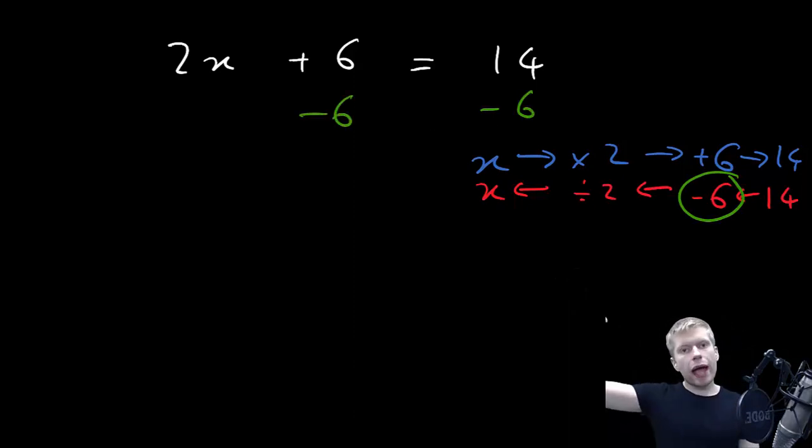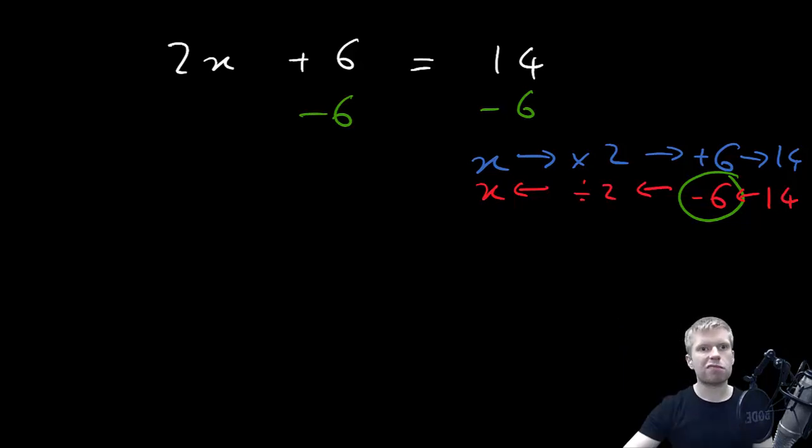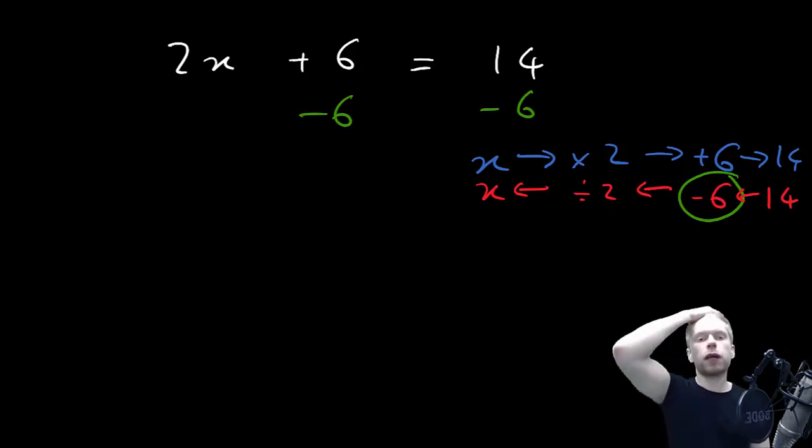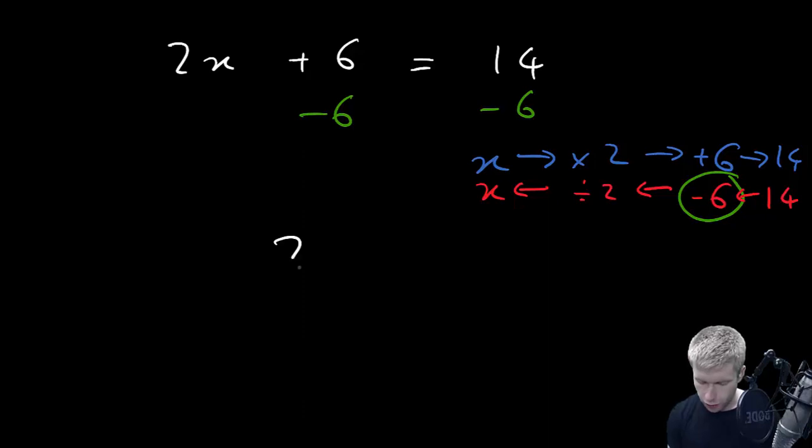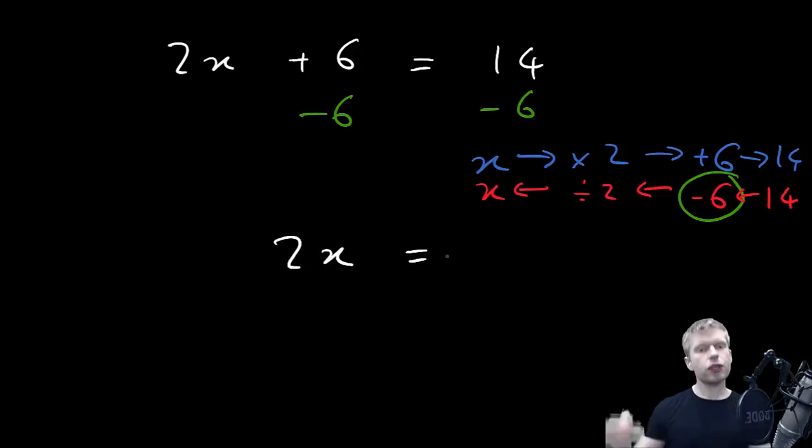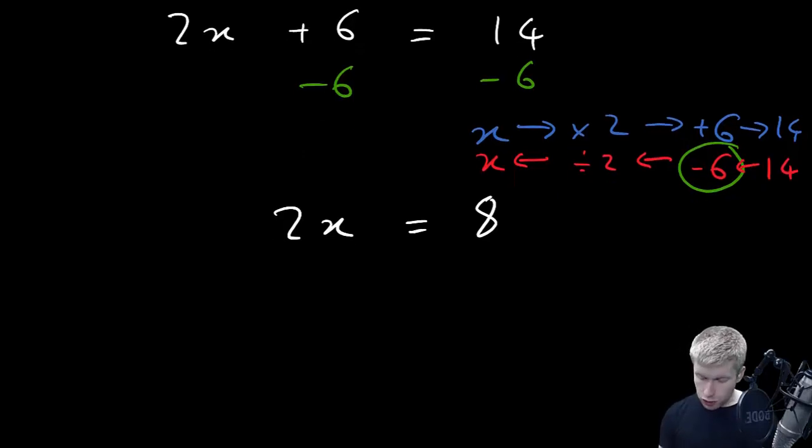So let's think, 2x plus 6 take away 6. That's just going to leave me 2x, because the plus 6 and the take away 6 cancel each other out. So I get 2x equals, well, 14 take away 6, remember, is 8. And then what did I do? Well, then I just divided both sides by 2. That's literally what my chain told me to do.